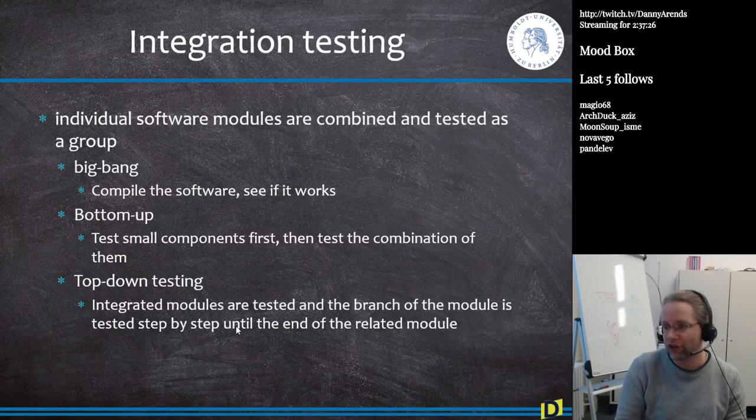So top-down testing is different from bottom-up testing, because you start with testing the global system and then breaking it down. So it's kind of big bang testing, but then throwing out stuff while you minimize the individual modules that you're testing.